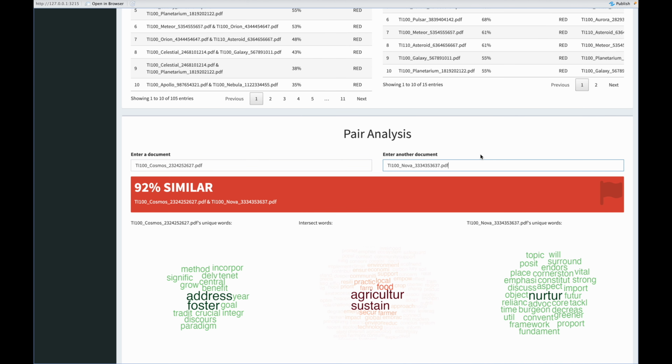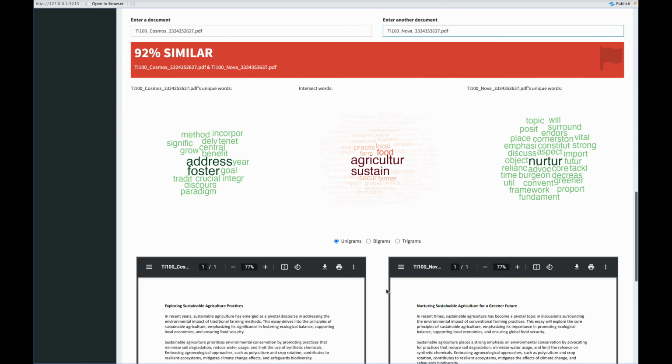Okay, let me explain to you. This is very simple. It's the similarity between these two documents. Okay, as you can see, it's 92% similar. It's really similar.